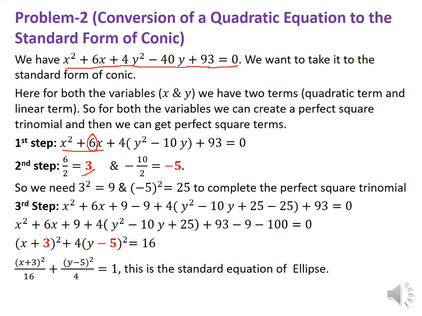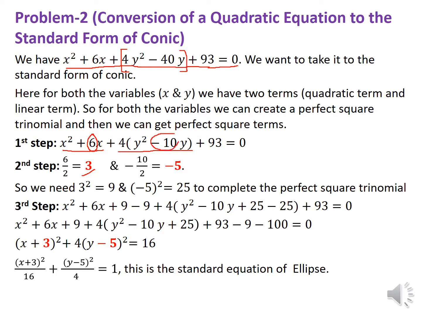Now for the variable y, the terms are 4y squared minus 40y. So one thing here: if the coefficient of y squared is not 1, then we will take the coefficient of y squared common from all the terms of variable y. So we will take 4 common from all the terms of variable y. So look here, we have taken 4 common, then we have 4 into y squared minus 10y. So now the coefficient of y here is negative 10.